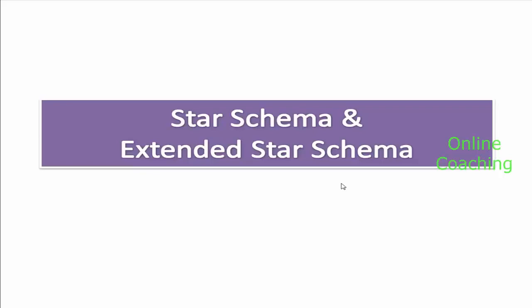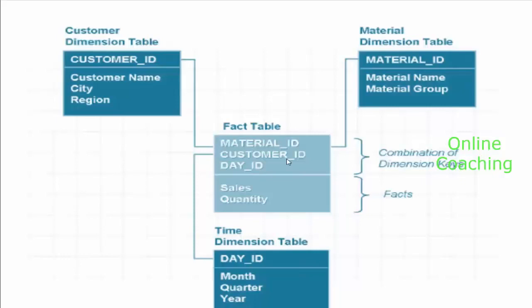Let's talk about star schema and extended star schema. Star schema, as we discussed, is a fact table in the center surrounded by dimension tables. We have here a customer dimension, a material dimension and a time dimension table.